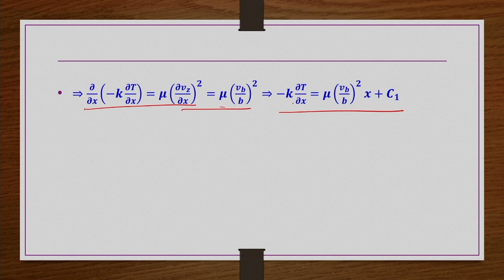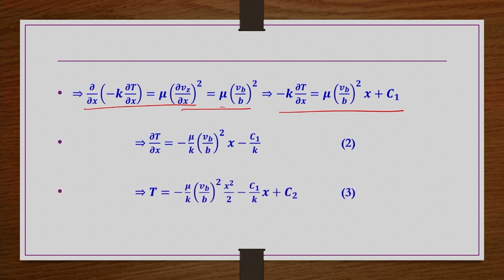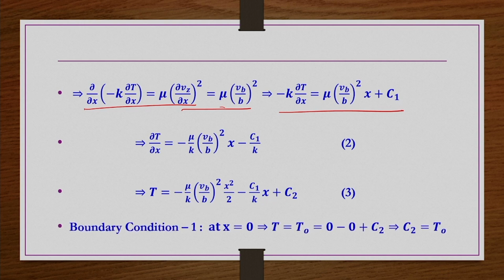Then what we do? We take this minus k to the right hand side, then we have dou T by dou x is equal to minus mu by k Vb by b whole square x minus C1 by k. On integration, T is equal to minus mu by k Vb by b whole square x square by 2 minus C1 by k x plus C2. Now, the first boundary condition: at x is equal to 0, T is equal to T naught. So, 0 minus 0 plus C2, that is, C2 is equal to T naught.